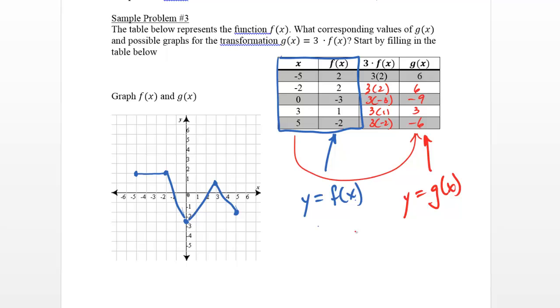So let's take a look. I'm going to say negative 5, 6. So for negative 5, I'm going to go up 6. And then negative 2 and a positive 6. Now I'm going to go 0 and negative 9, which is way down here, below where our graph gives us. Then I'm going to do 3, 3. And then lastly 5, negative 6, so that's down here. And then I'm going to connect those dots.